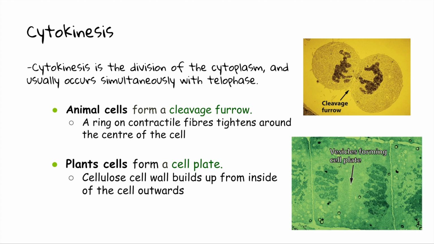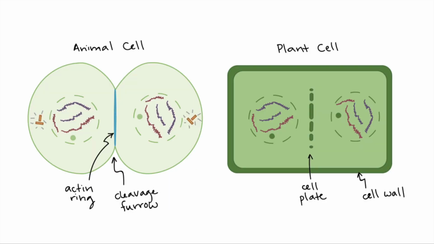Cytokinesis is different in animal and plant cells. In animal cells, a cleavage furrow is formed. A ring of contractile fibers tightens around the center of the cell, allowing the cytoplasm of the animal cell to divide. And in plant cells, a cell plate is formed. The cellulose cell wall builds up from inside of the cell outwards. So here we can see the division of the cytoplasm in both animal cells and plant cells.